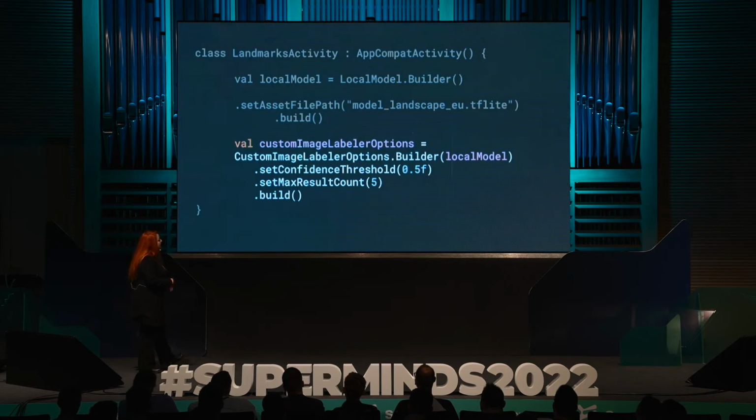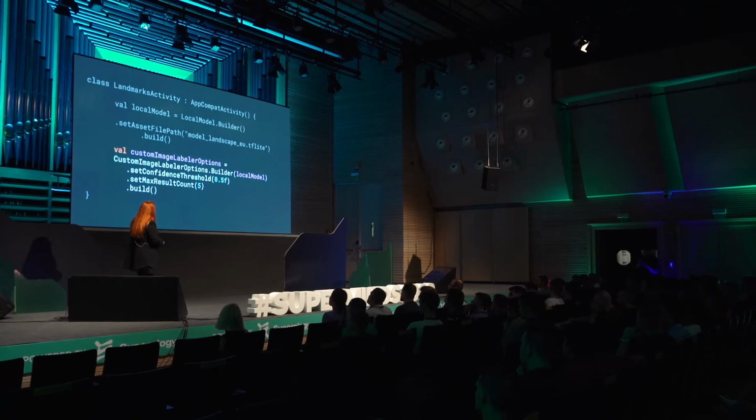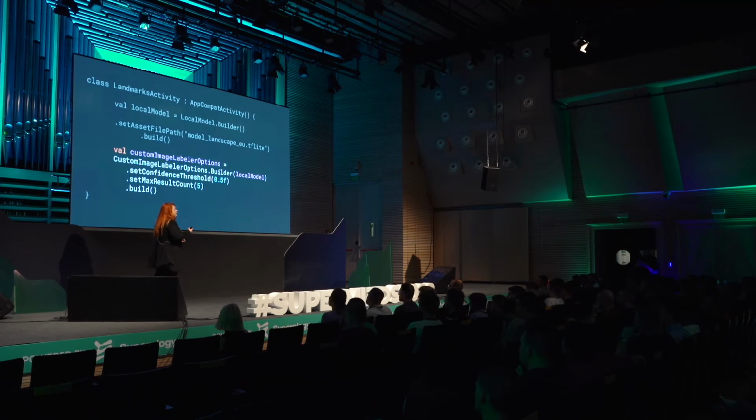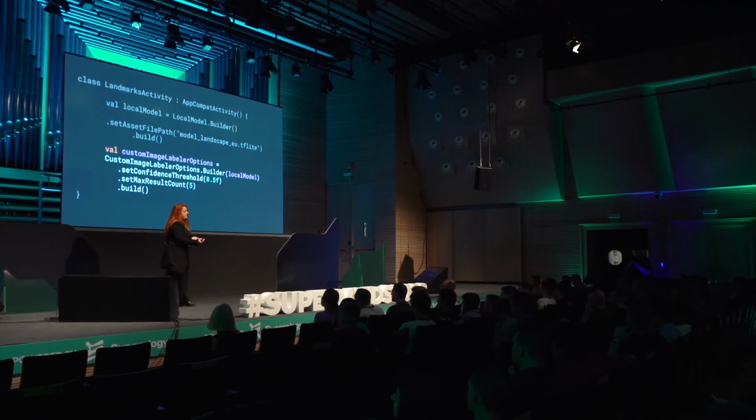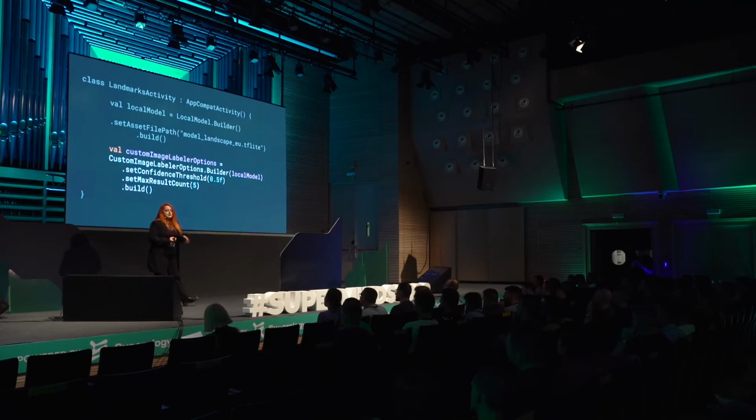Finally, configuring the image labeler options. There are a couple of options that we can see over here. The first one is to set a confidence threshold. So if the machine learning model is less than 50% sure that this is indeed what you're seeing, it shouldn't come back to us, so we won't have to deal with all the noise. We can also set a max result count, which is how many results will come back to us. If we leave it at the default, it's going to be 10 results for each image that it sees.